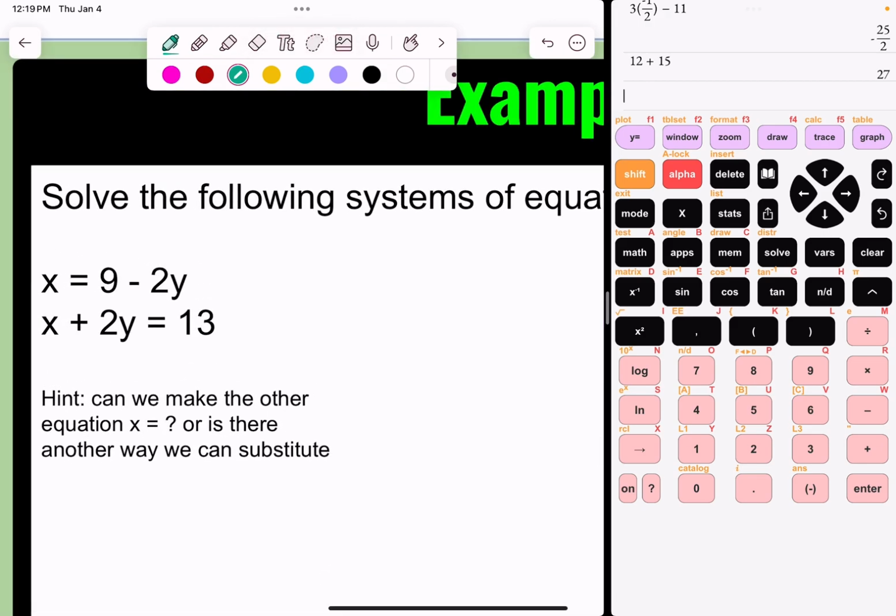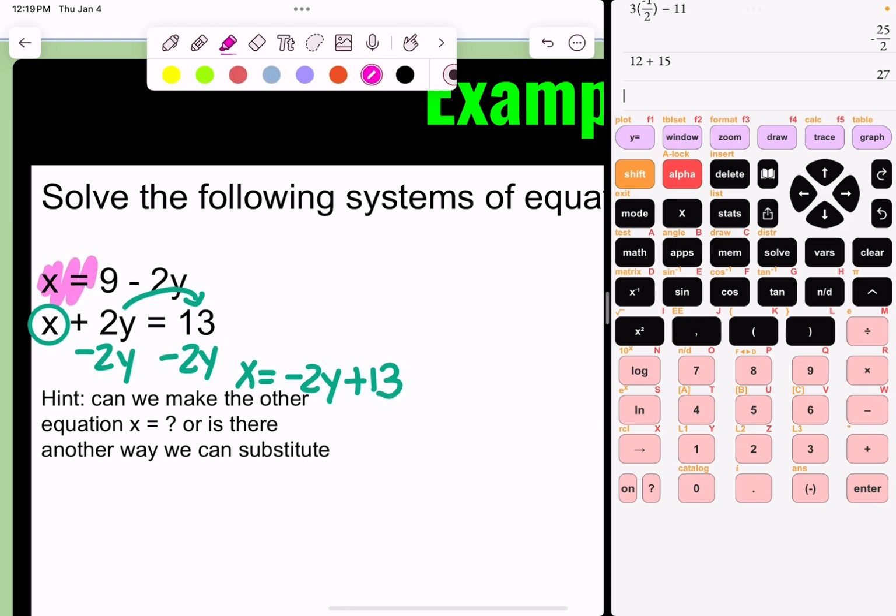In order to do this, I want to replace my x, and I can only do that by getting this second equation to say x equals. So I need to get rid of the 2y by subtracting 2y, and I'll get x equals negative 2y plus 13. Now I'm going to set this part equal to this because x equals x. So 9 minus 2y equals negative 2y plus 13.